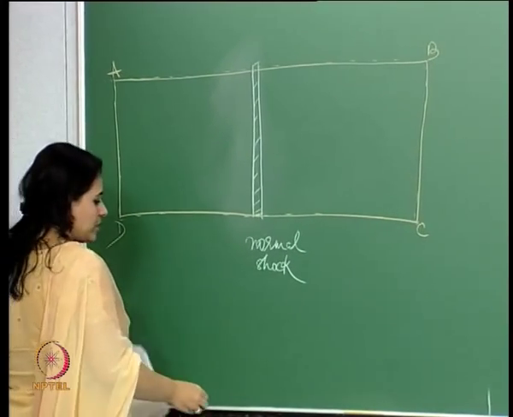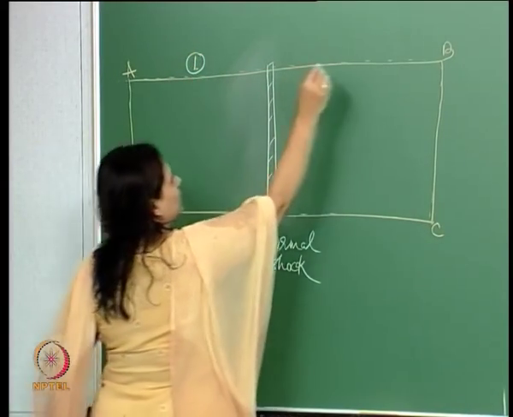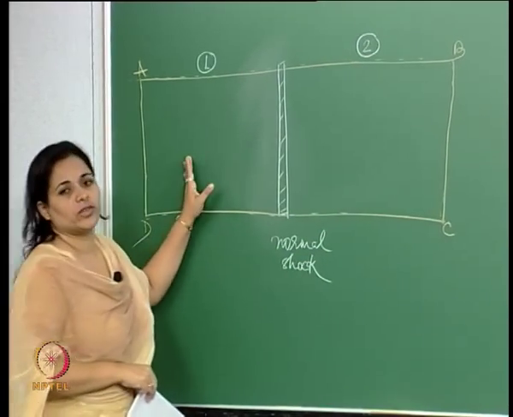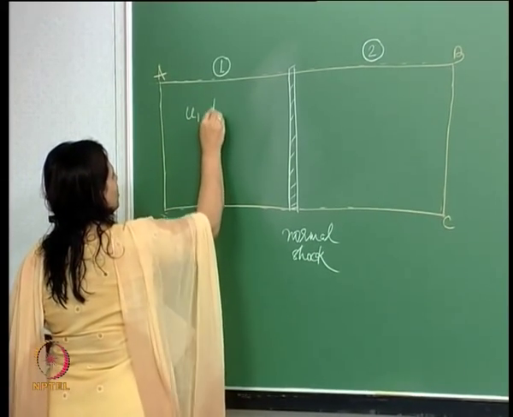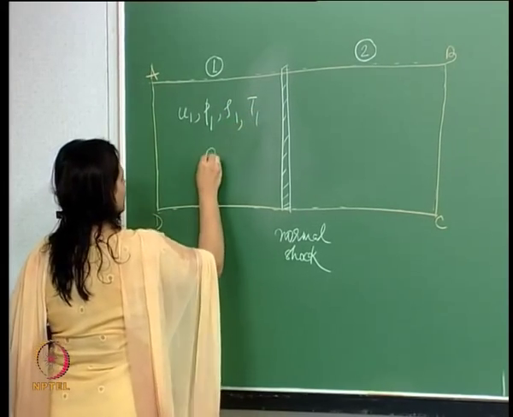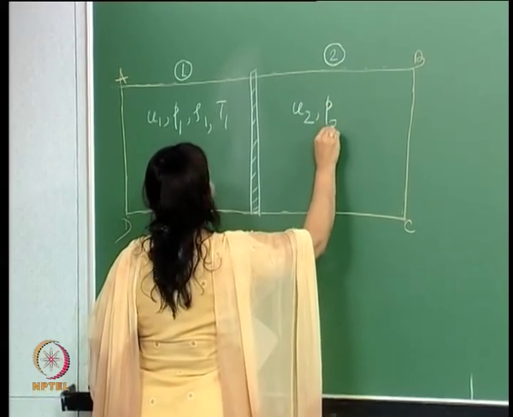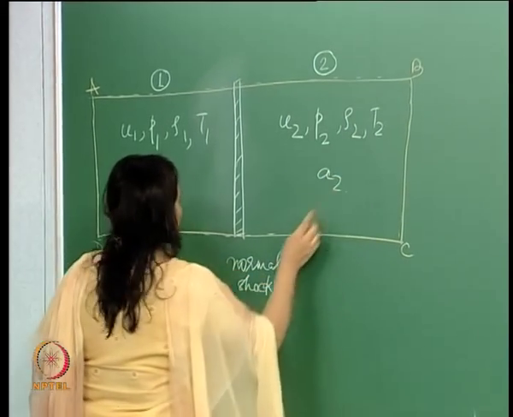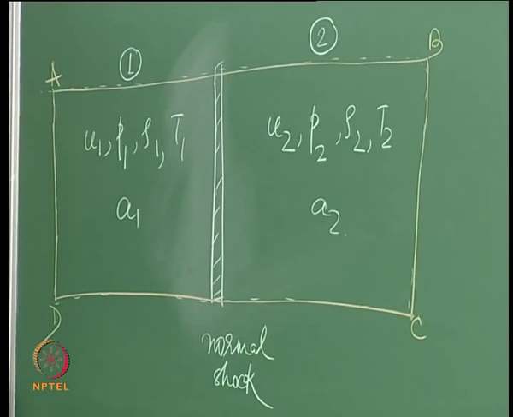right, and what I'm going to say is that this region is 1. And this region is 2. So you can say this is upstream of the shock, this is downstream of the shock. Okay? And so we'll typically denote the values here as, right. So this is essentially the domain that I'm going to work with.